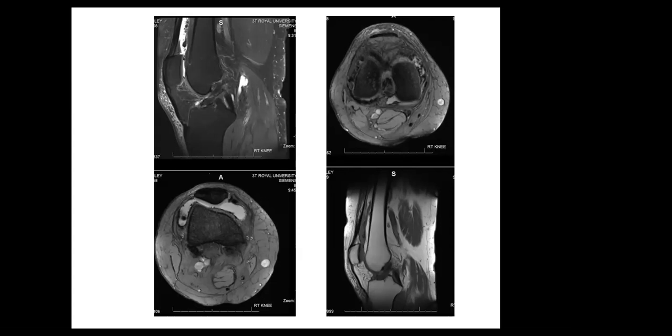What do we call this? It is fat density, with fat separation, so it could be lipoma arborescens. And regarding the Hoffa fat pad, I see an increase in signal intensity, it could be Hoffa fat pad impingement, but not sure.